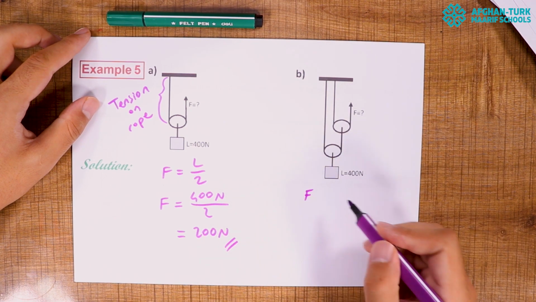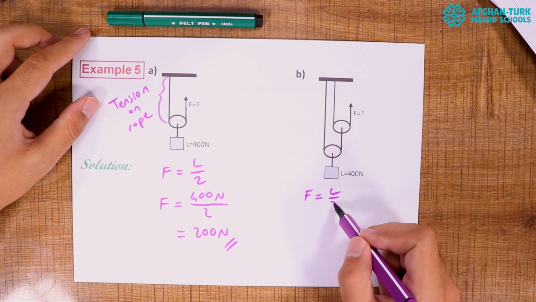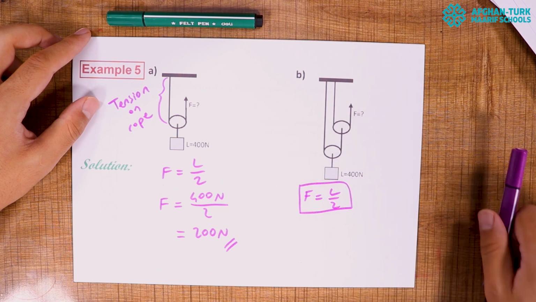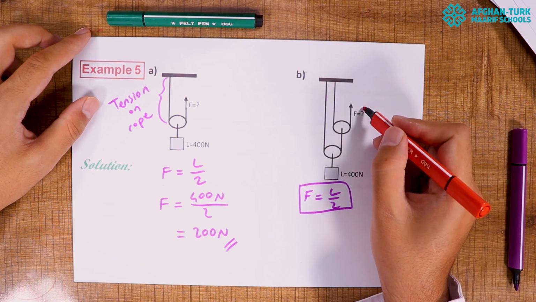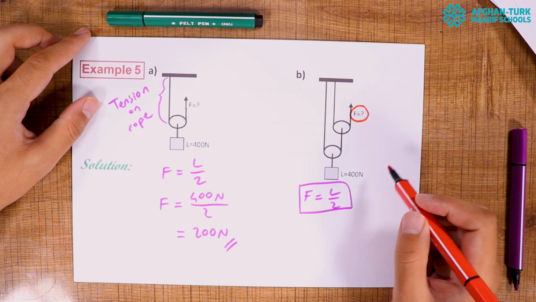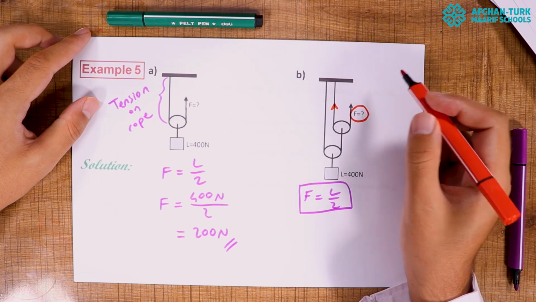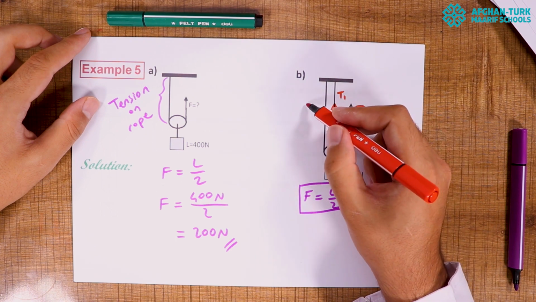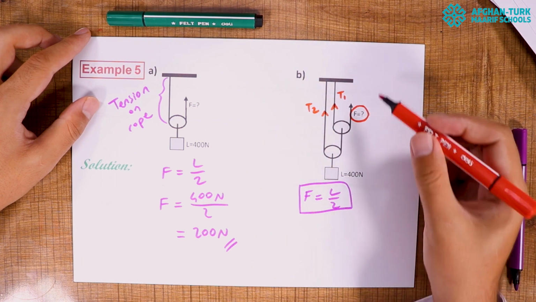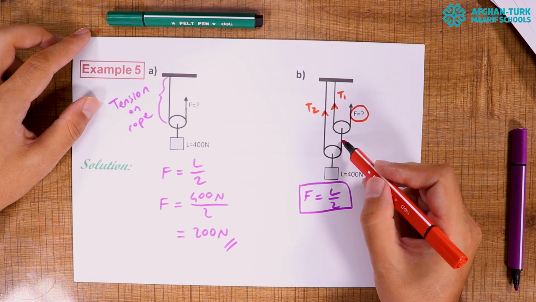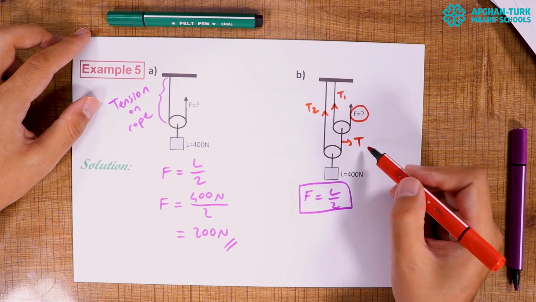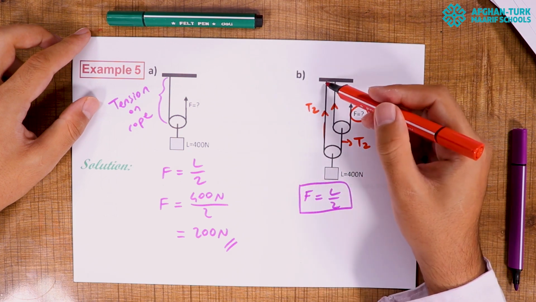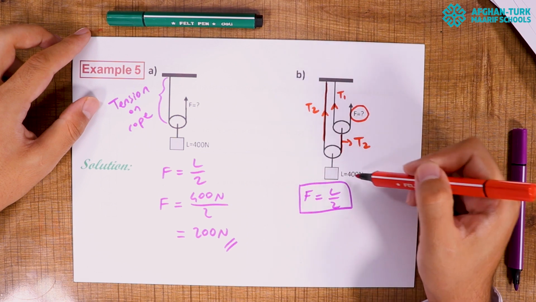So let's look at this one. Again, I'm writing our formula. Force is equal to load divided by 2. But you can see here, I'm looking for the force, this one. Let's say the tension in this rope is T1 and tension in this rope is T2. So T1 is equal to F, and this one is also T2 because they have the same tension because of the load.